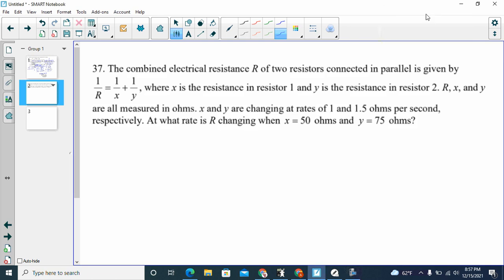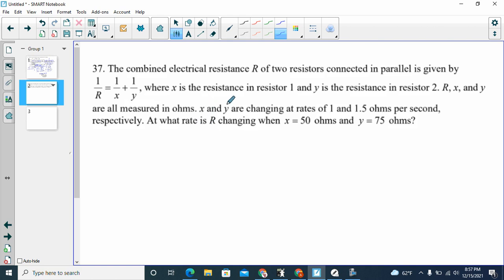Question number 37 on the exam study guide. We are given an equation here. It's the equation for electrical resistance of two resistors in parallel. We are asked for the rate at which R is changing. So we want the derivative of R.